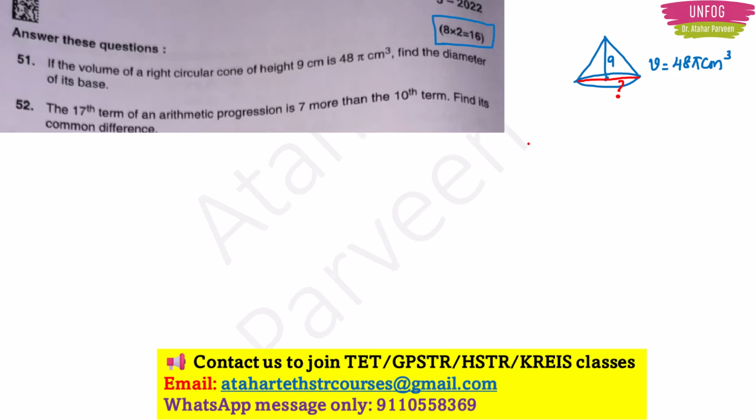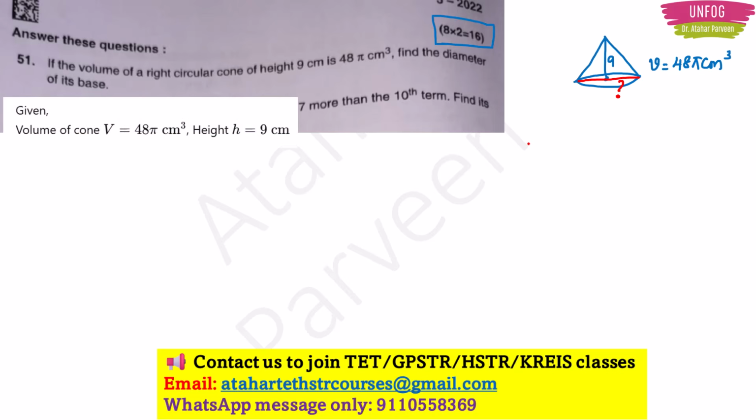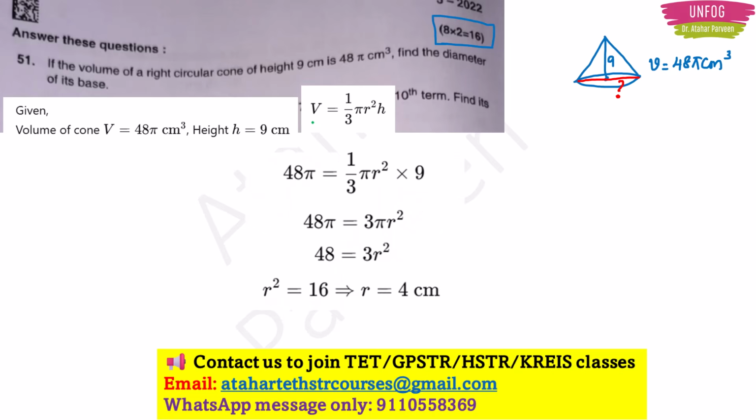For this you should know the formula related to volume, because they have given the volume of the cone and the height. The formula is volume equals 1 by 3 pi r square h, right? Now I can directly substitute the values because they have given volume as 48 pi, and the height is 9 centimeter. If I find out the radius, then I can easily find out the diameter, because diameter is always twice the radius, right? So here my pi will get cancelled.